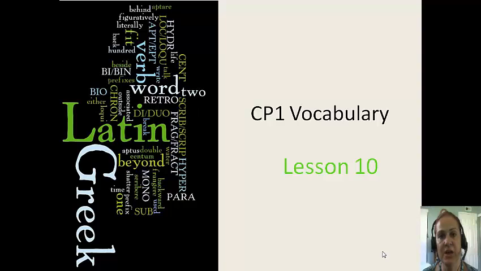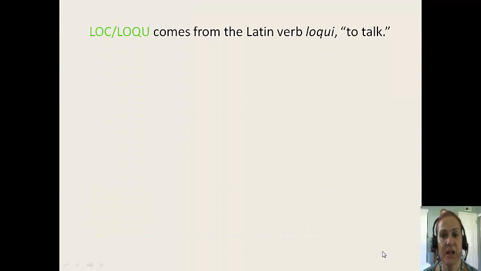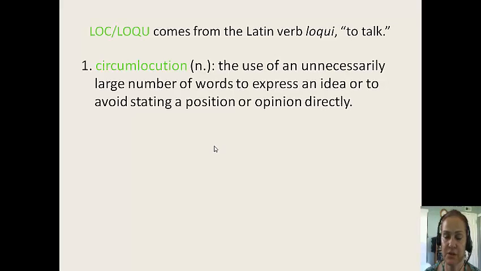This week, your root word is loc or lock, which comes from the Latin verb loci, which means to talk. And it is my opinion that these are probably your 4 hardest words for this year, simply because these 4 words are not familiar. They're not words that you would normally use.